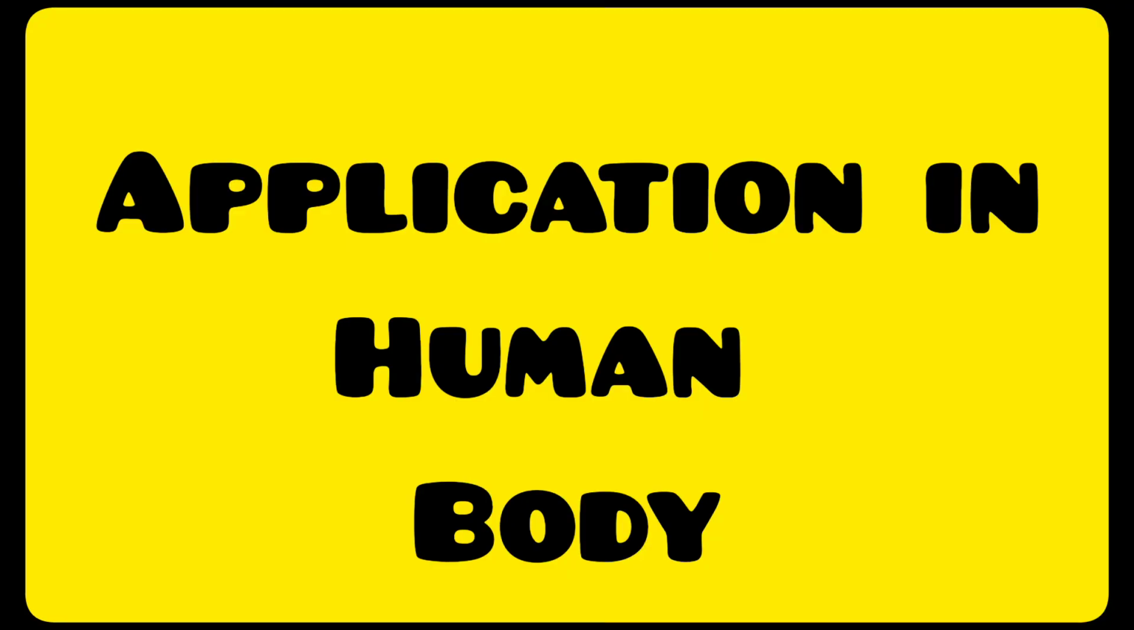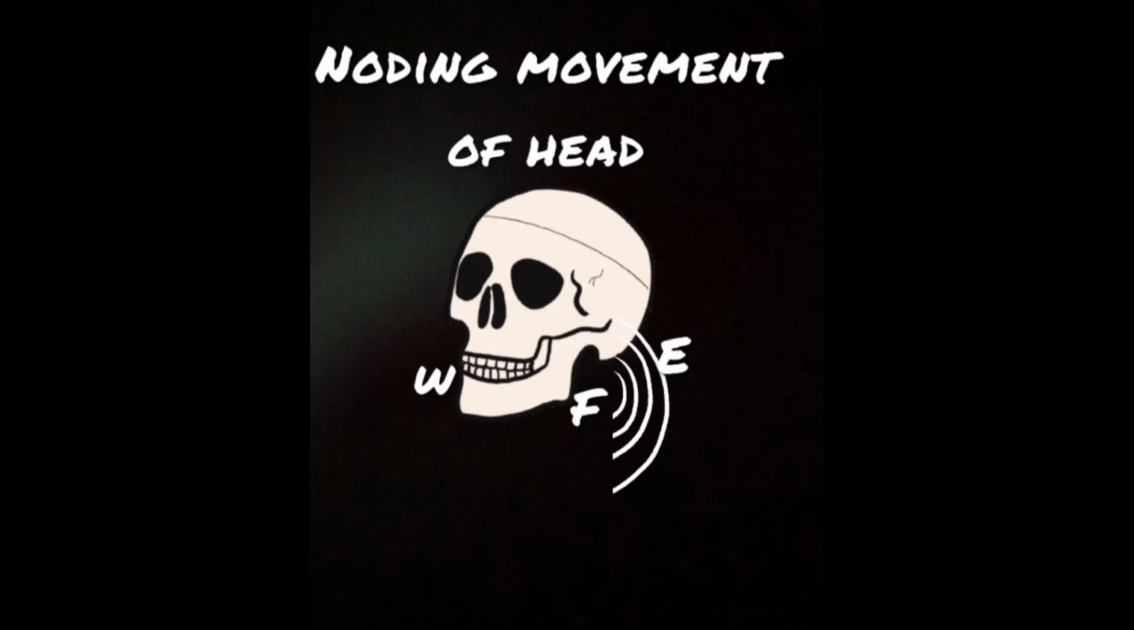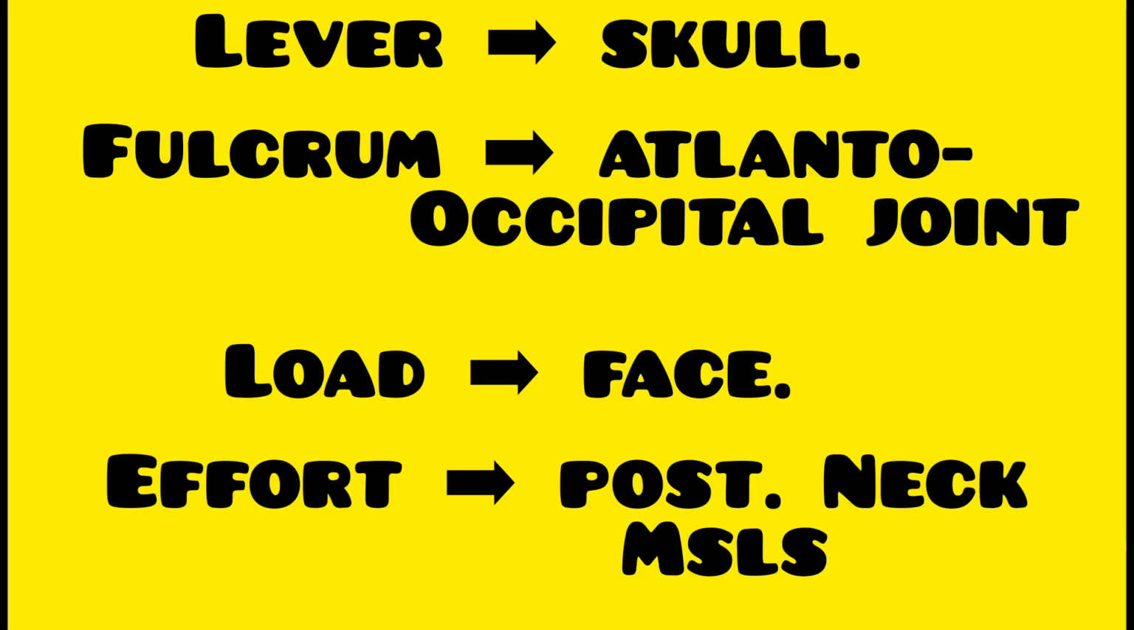Application in human body. An example of first order of lever is demonstrated during nodding movement of head. Skull represents the lever. Fulcrum is at the atlanto-occipital joint. Load or weight is shifted on the anterior aspect of the face, and effort is applied by the contraction of the posterior neck muscles.